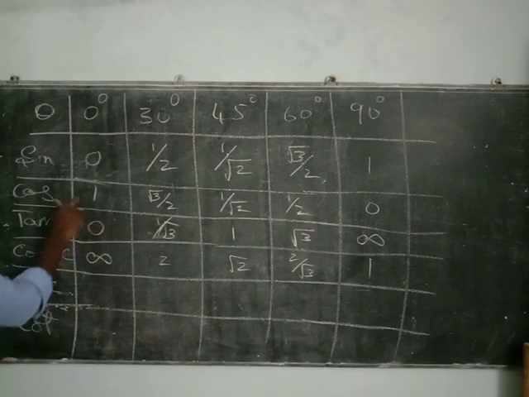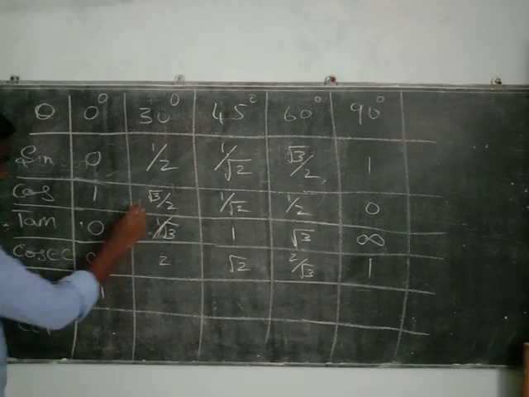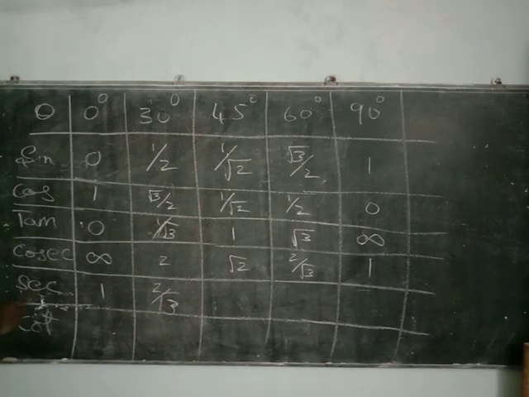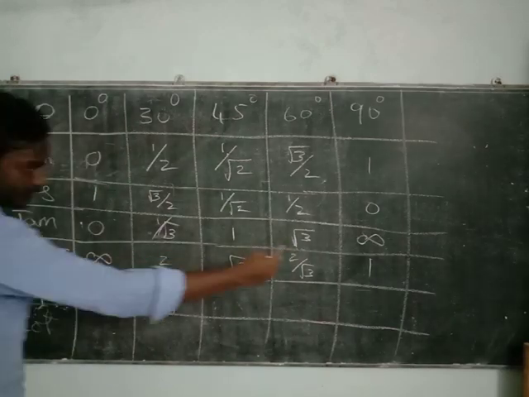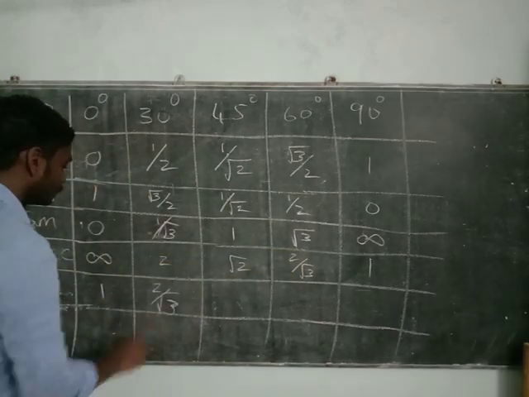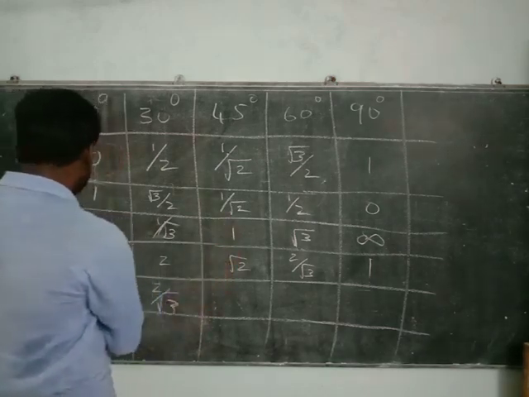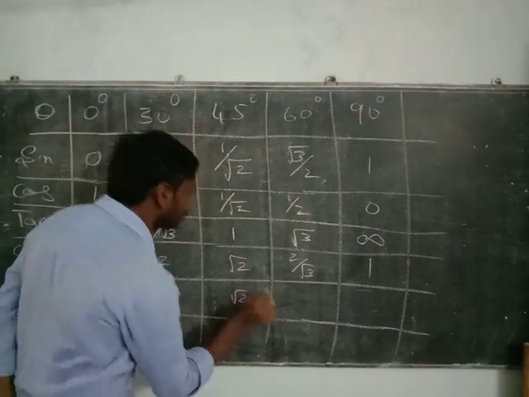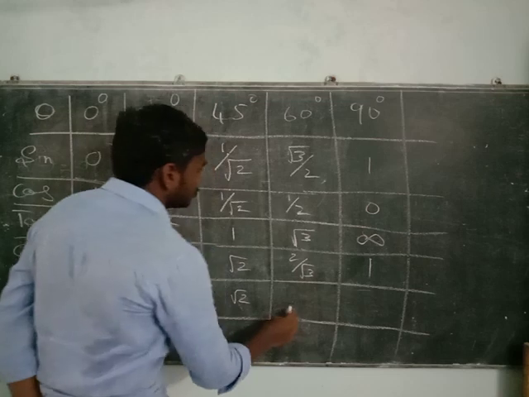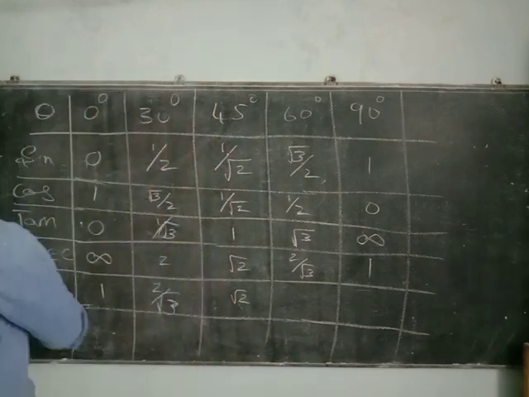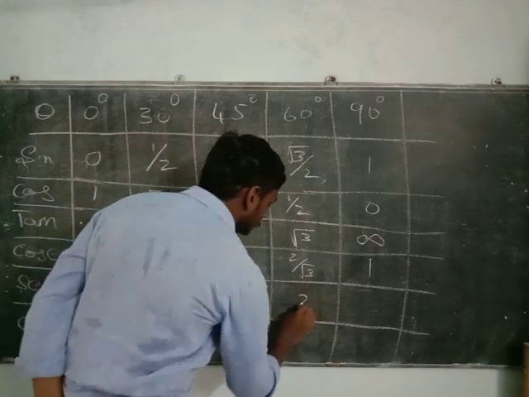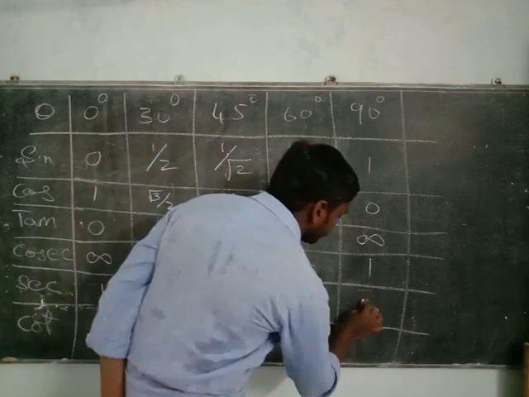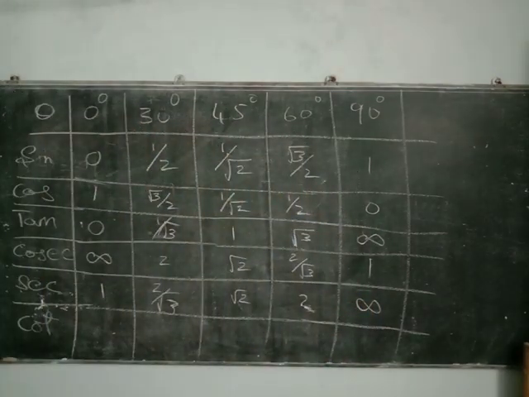Secant theta is the reciprocal of cos, so you can write it from this side of cosecant. That's also a simple method to remember: 2 by root 3. And the reciprocal of this one is root 2. Again, the reciprocal of this is 2. And the reciprocal of 0 by 1: anything divided by 0 is infinity or undefined.